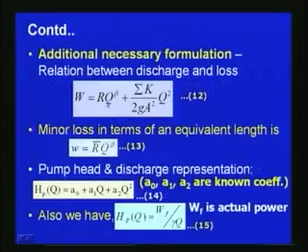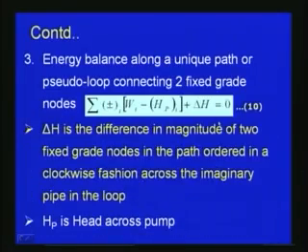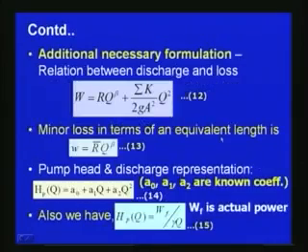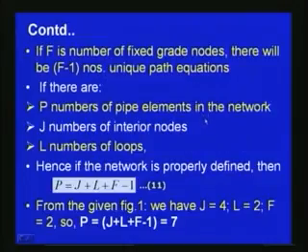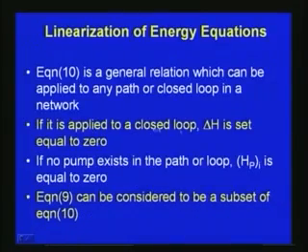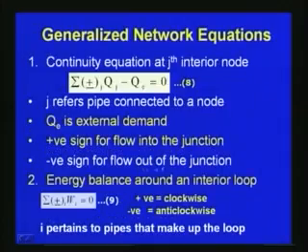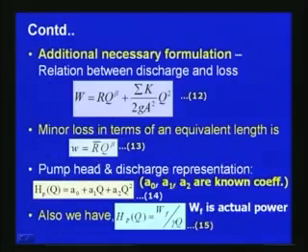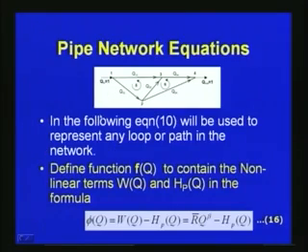Here, equation 10 which we have seen is a general relation which can be applied to any path or closed loop in a network. If it is applied to a closed loop, then delta H is set equal to 0, and if no pump exists in the path or loop, the HP term is equal to 0. And equation 9 can be considered to be a subset of equation 10, as we have seen here. Now this is with respect to the network which we consider.